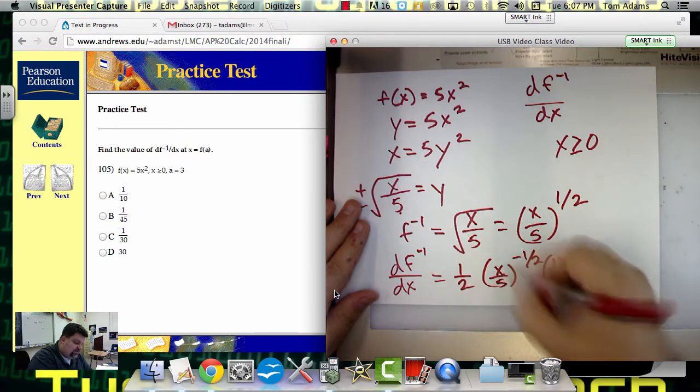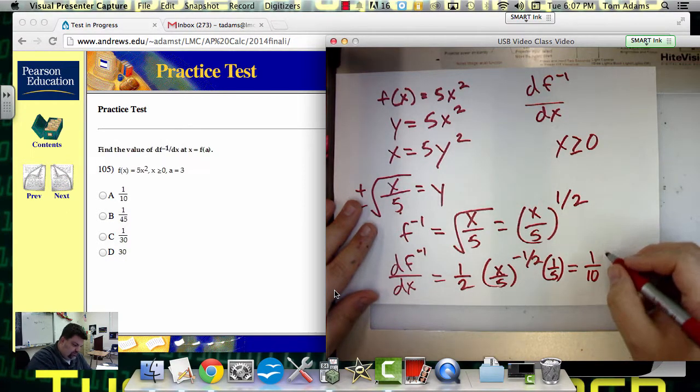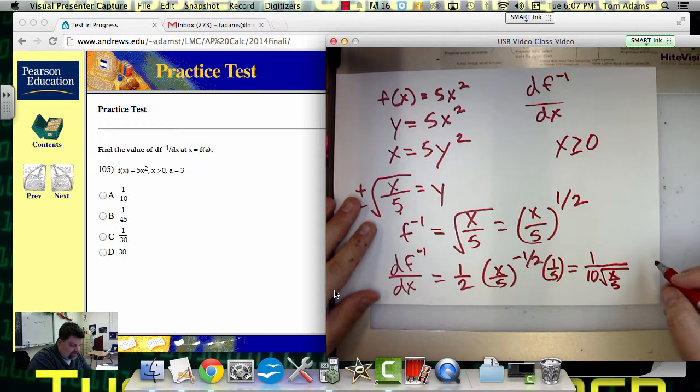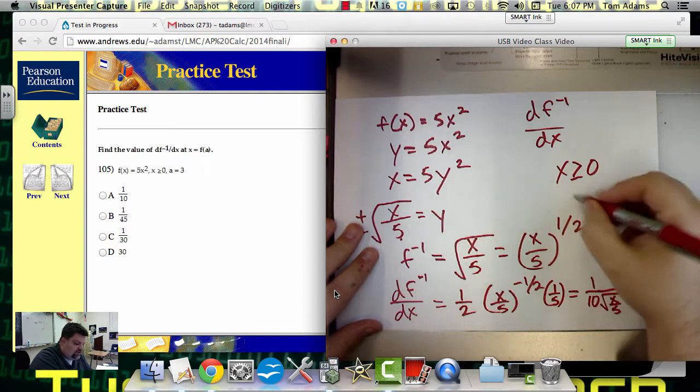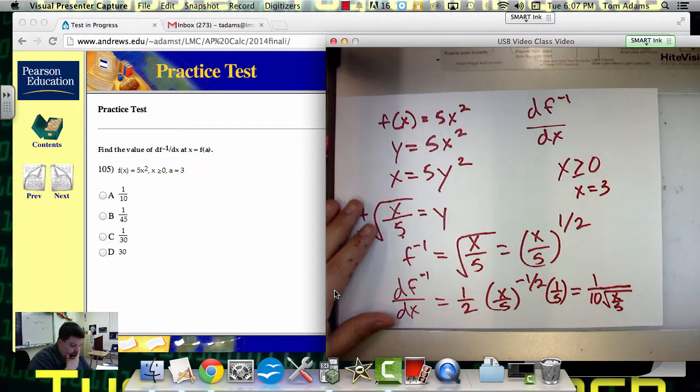And then this goes on the bottom. So that's really the square root of x over 5 on the bottom. And I think that's it. And we could clean it up if we wanted to. And what we're asked to do is evaluate this at x equals 3.